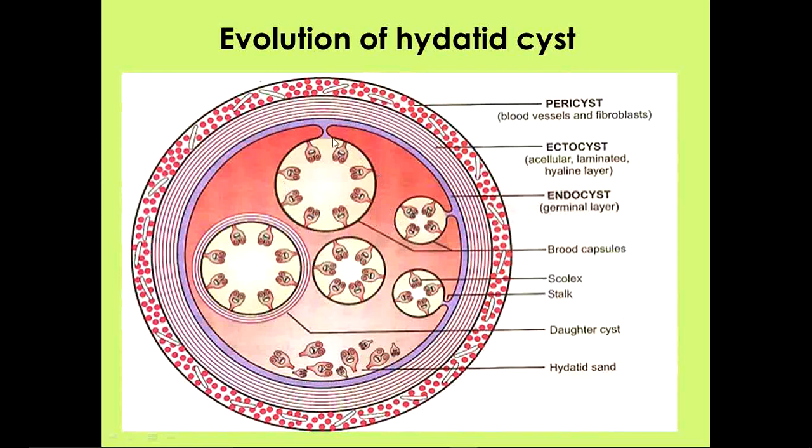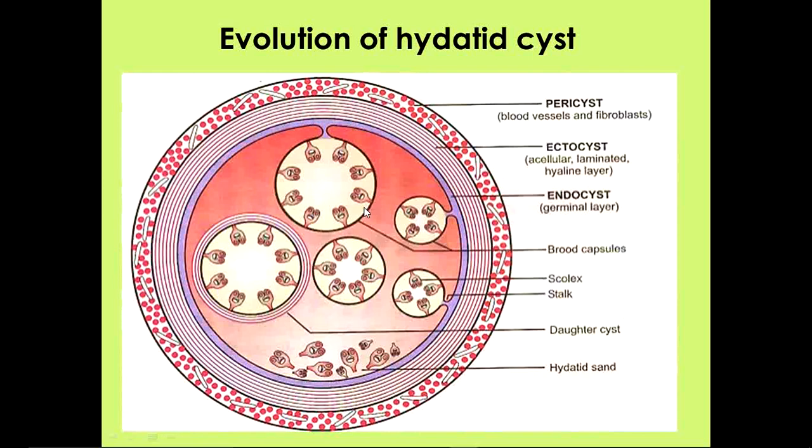So these are the brood capsules, and the scolices are present inside these brood capsules, which are the future head of the worm, or you can say the Echinococcus granulosus, and it also secretes hydatid fluid, and it can also form the outer layer, which is the ectocyst.